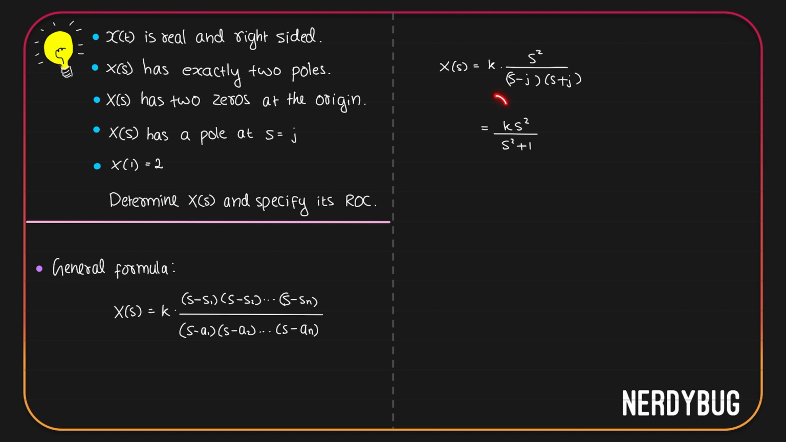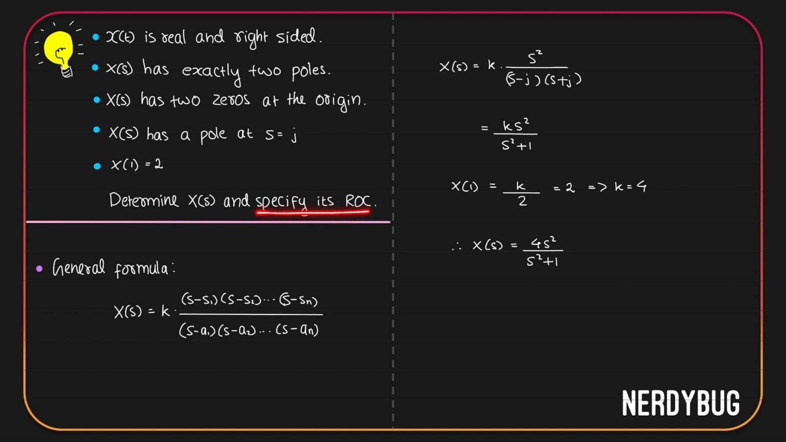Now the only thing we have to find out is the value of k. For that we can use this information. X of 1 is 2. X of 1 will be k multiplied by 1 square divided by 1 square plus 1, that is 2. But according to the question, this is equal to 2. So we get k is equal to 4. Therefore, x of s is 4s square divided by s square plus 1.